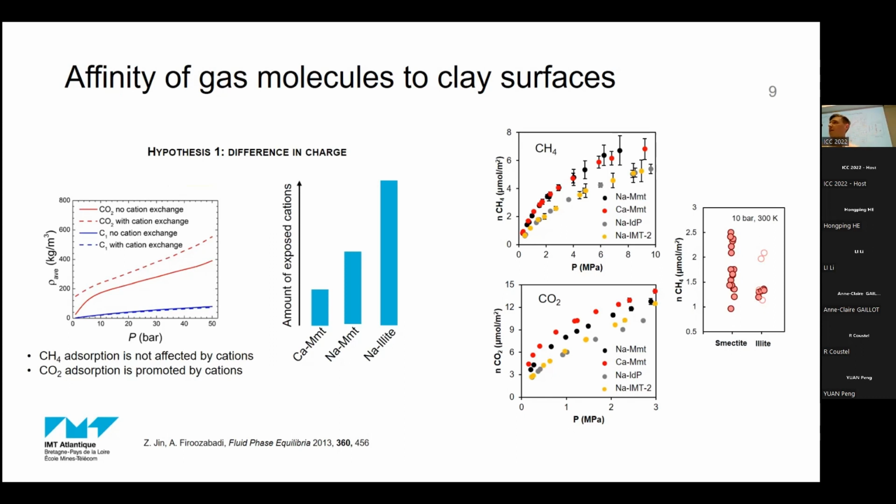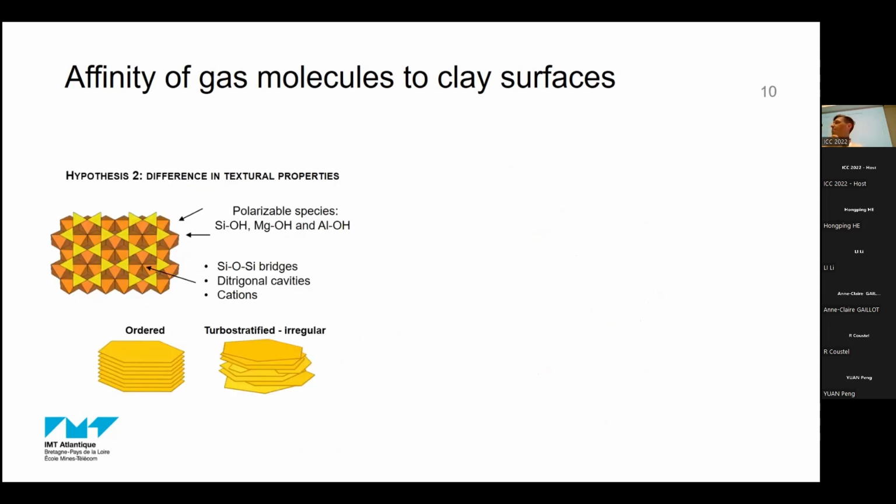But this is not the case. Illites have lower affinity than smectites. So relying on structural difference, we cannot explain the observed trend. So let's see what we can get from texture. And under texture, I will say we will use aspect ratio.